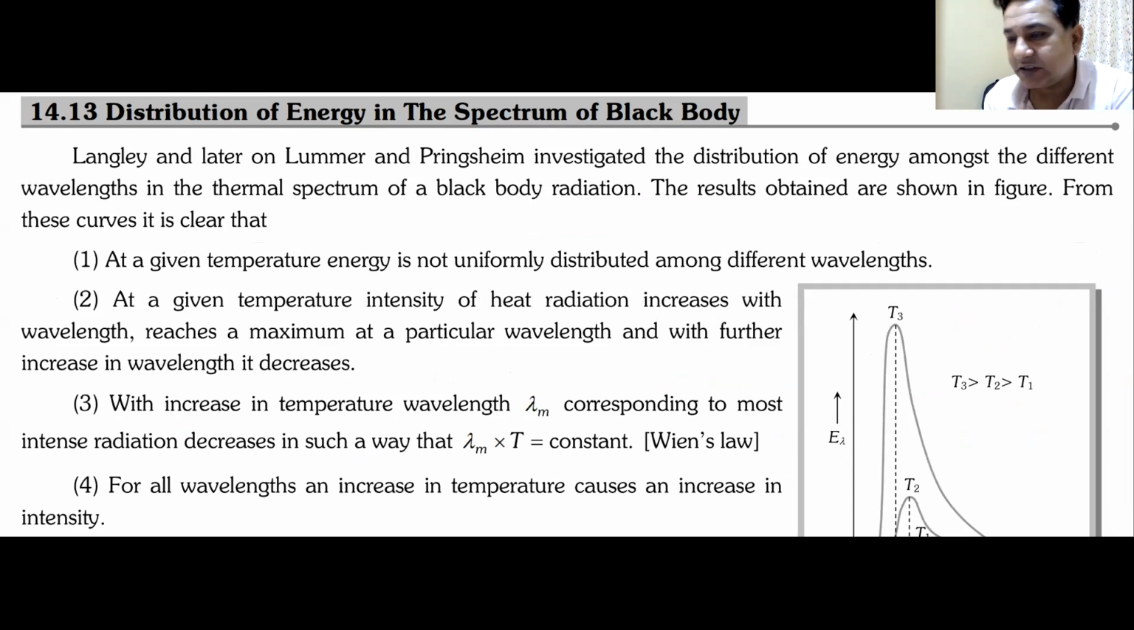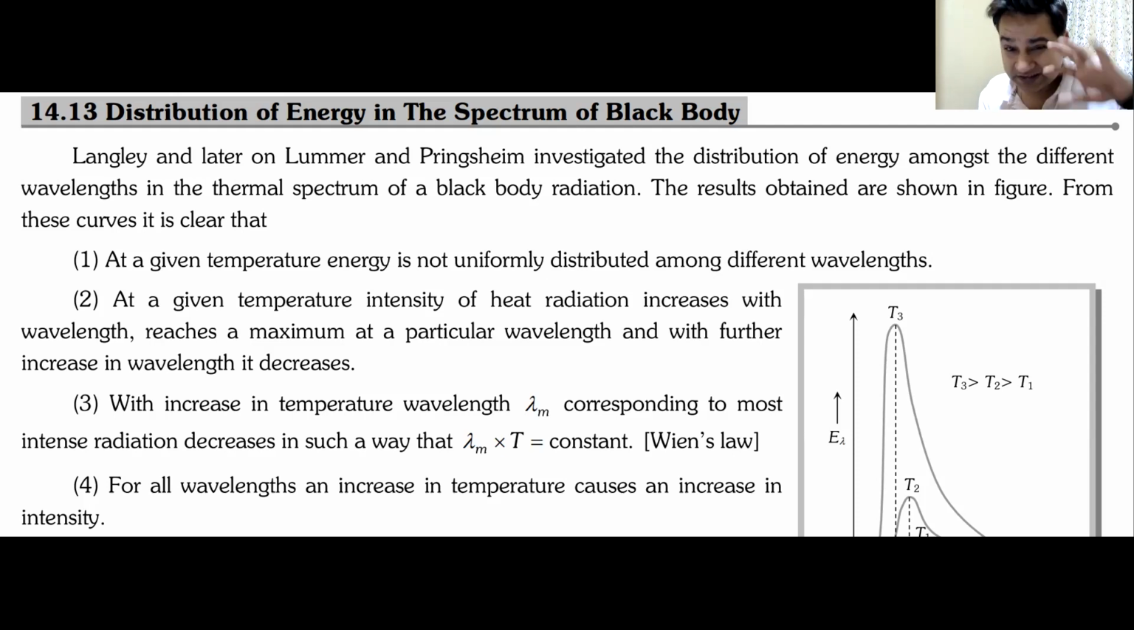Distribution of energy in the spectrum of a black body. The other way in which I normally write it is the spectral distribution of thermal radiation. This is how I define this particular topic. Now, what do I mean by this spectral distribution of thermal radiation?